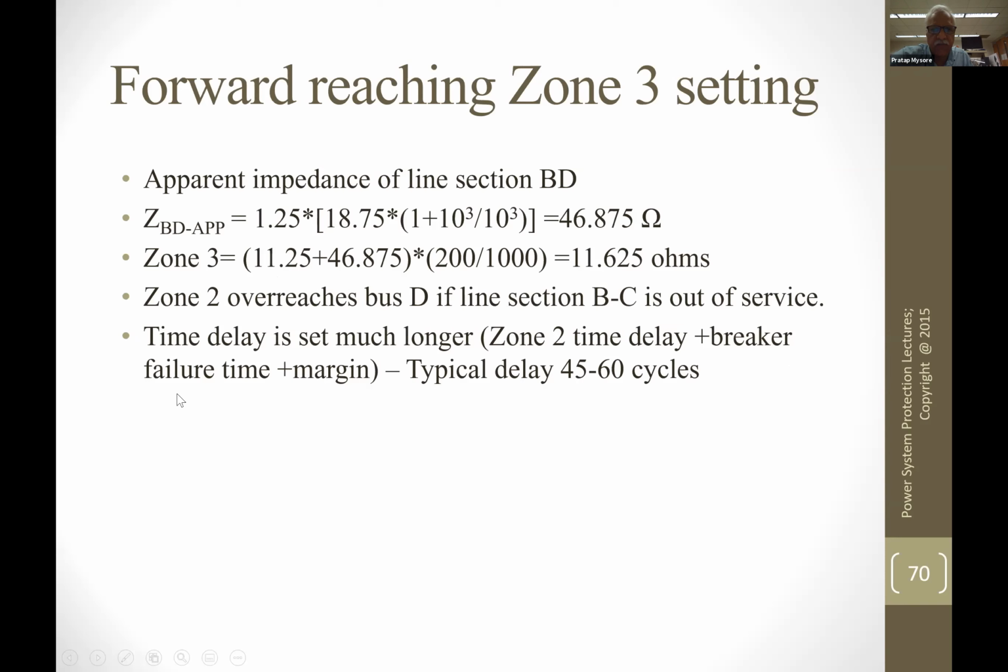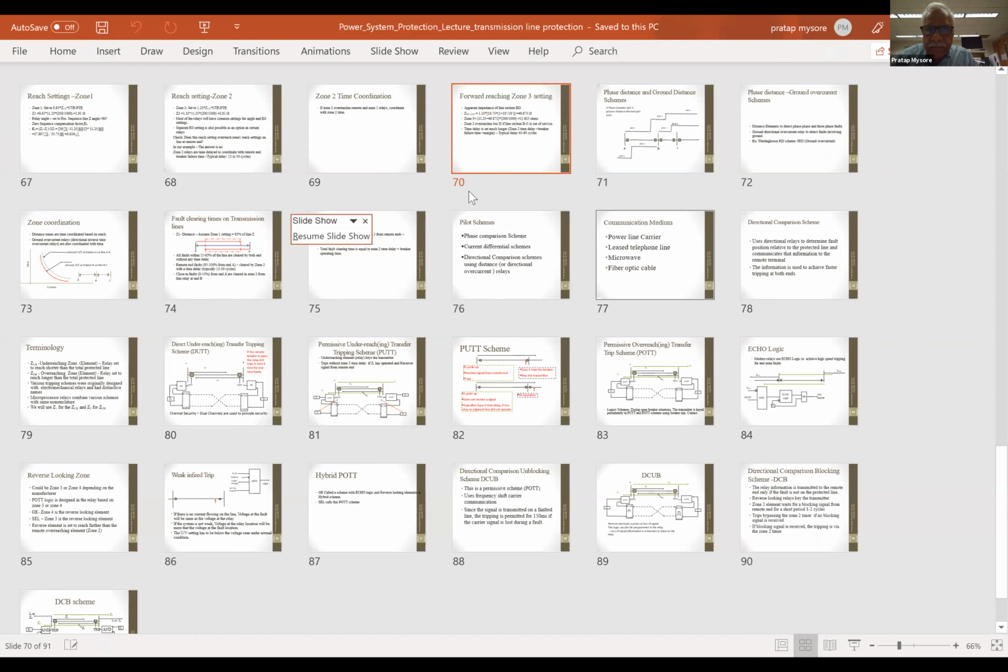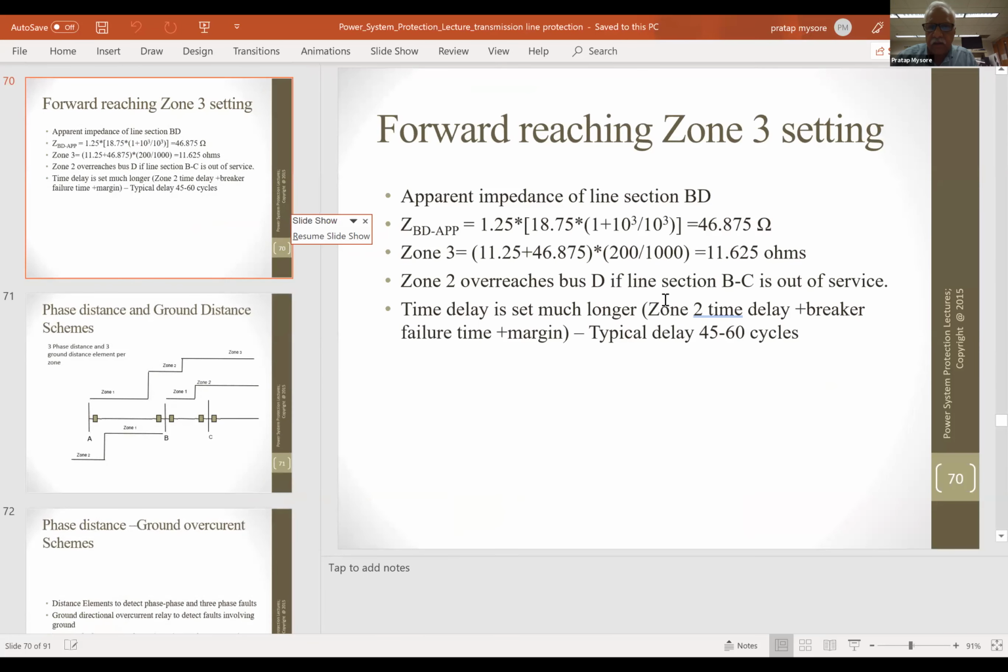Zone 2 time delay plus breaker, typically 40 to 45 cycles. We should say, where is that? Yeah, this is zone 3. So the time delay is set to about 40 to 45 cycles. Okay.